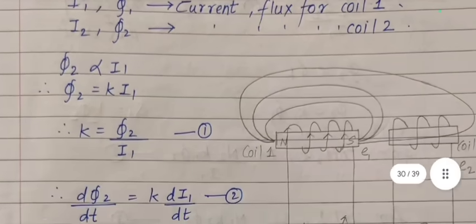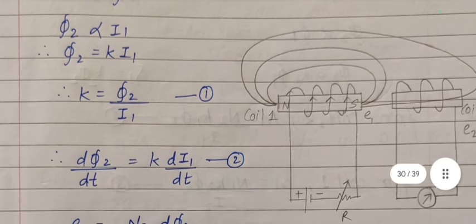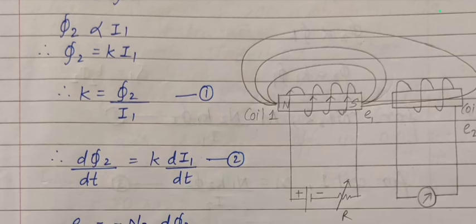How will you start? You will write Phi2 is directly proportional to I1. That is, the magnetic flux of the second coil is directly proportional to the current of the first coil. Okay, that is mutual inductance. Now I have to replace the proportionality sign by a constant. We will write Phi2 is equal to K I1. Now K will become Phi2 upon I1, same procedure, and d phi2 by dt will be equal to K into dI1 by dt. These are the two main equations.